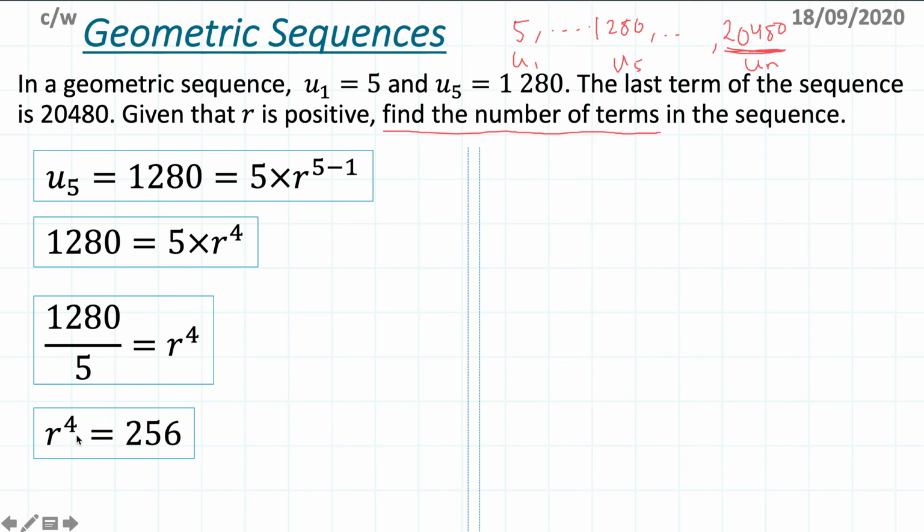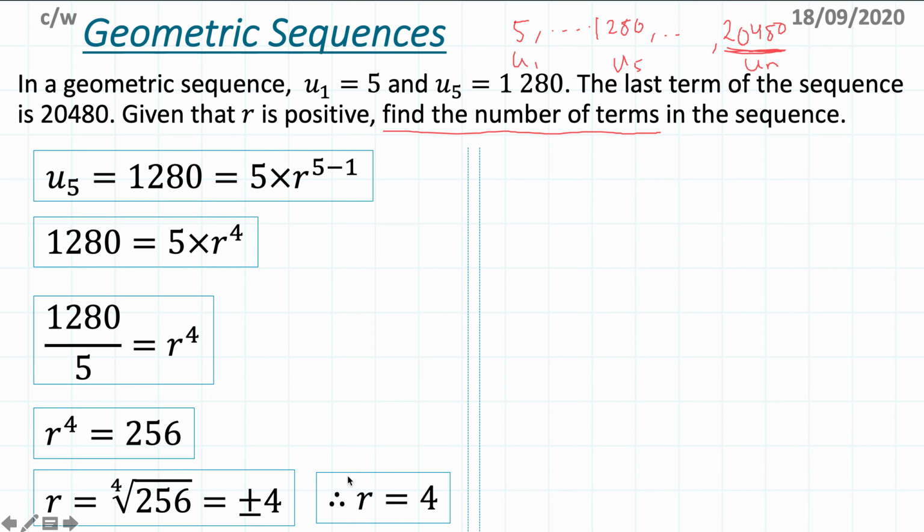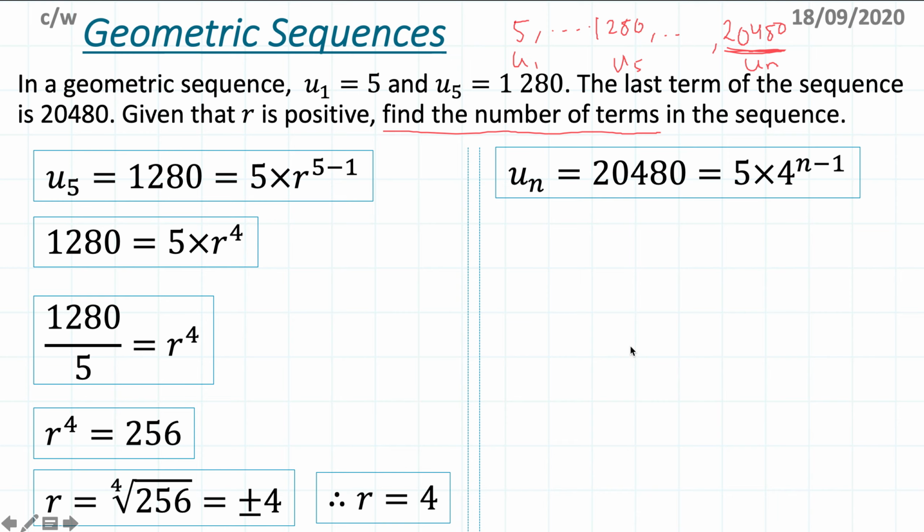Now, if I take the fourth root of 256, because I'm taking an even root, it has to be a plus minus option. But notice how the question said, given that r is positive, so therefore r is just equal to 4. So that always happens with a positive root. So now what I'm going to do is we need to find un, and we know that un is basically u1 times r to the power of n minus 1. I have u1 and I have my r. So I'm just going to substitute them in there, and I know that un is 20,480.